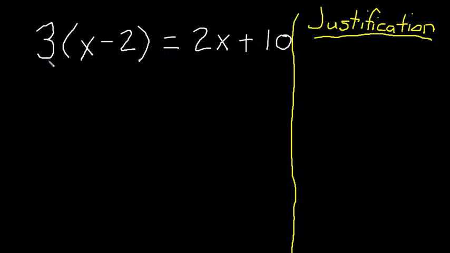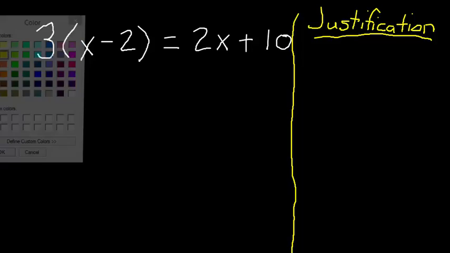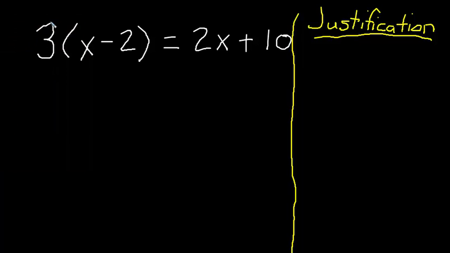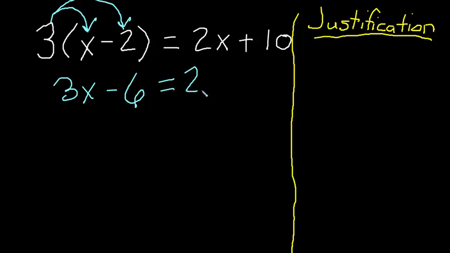So the first thing I would do is I see this 3 here on the outside of the parentheses, so I'm going to distribute, and I'm going to change colors real quick. But I'm going to take this 3 and distribute it in here. And so what that would give me is 3x minus 3 times negative 2, minus 6, equals 2x plus 10.